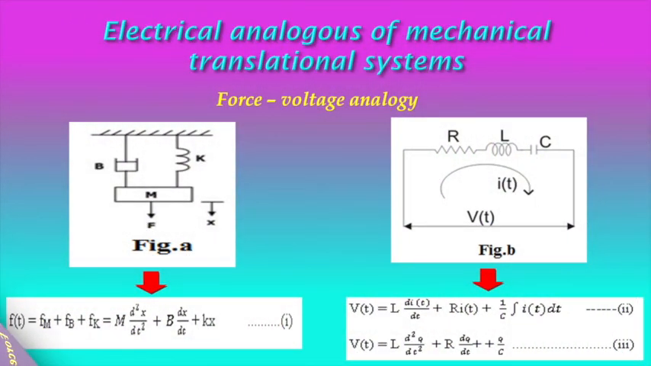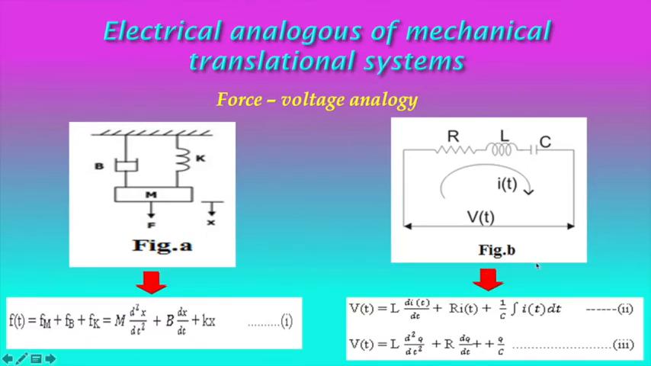Here we see the force-voltage analogy. This is figure A, a mechanical translational system. Write down this equation: Ft equal to Fm plus Fb plus Fk, equal to m d square x by dt square plus b dx by dt plus kx. This equation I have already discussed in the previous lecture.